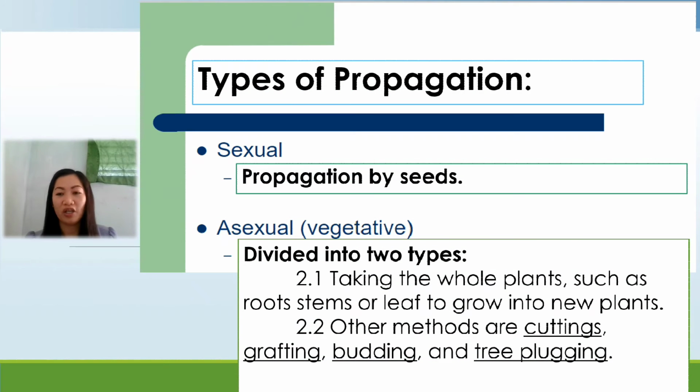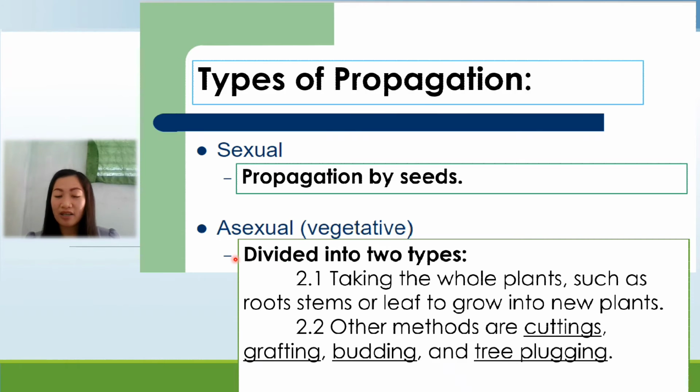We have types of propagation. We have what we call sexual propagation, and we also have asexual or vegetative propagation. When we say sexual, we use the seeds of a plant to have a new plant. So this time we'll be focusing on asexual propagation.